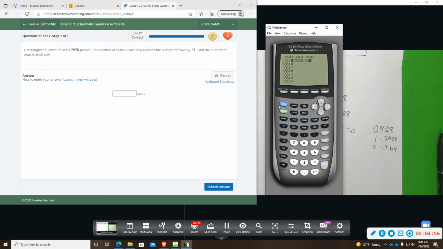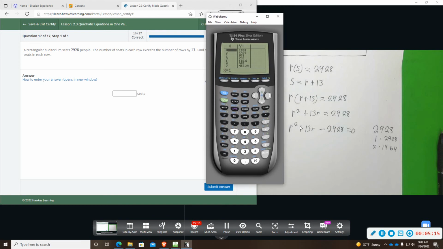factors. So I'm going to do second table, and this is all of them in the list. I'm not starting at 1, so I'm just going up. So 1 and 2,928, and then I just did the second one. So 2 and 1,464. And if I subtract those numbers right now, they're way too big. I'm not going to get 13.